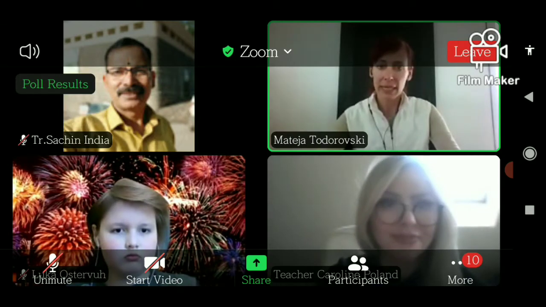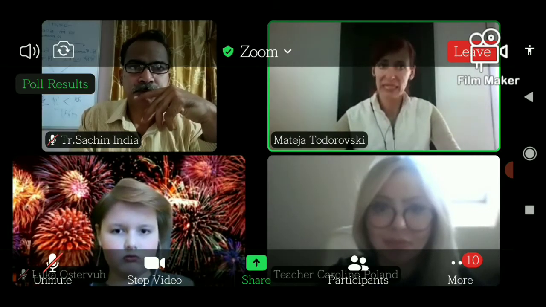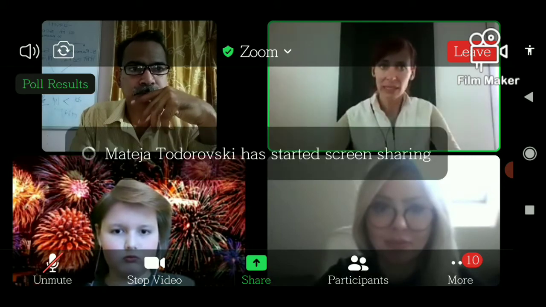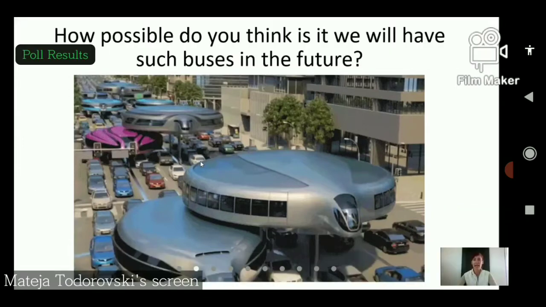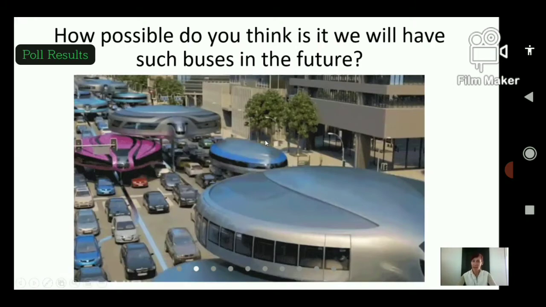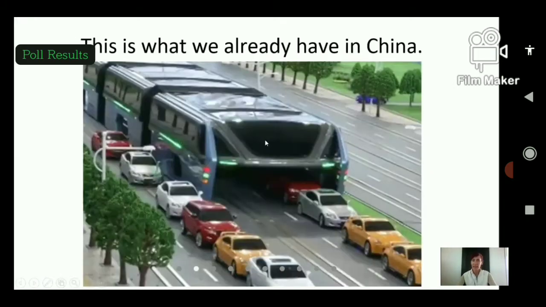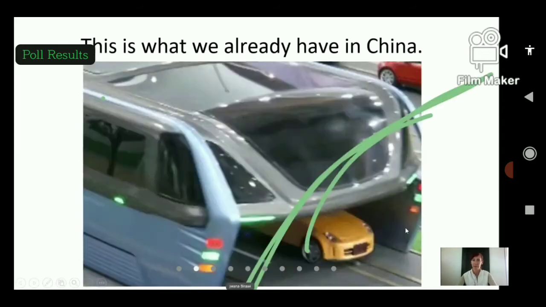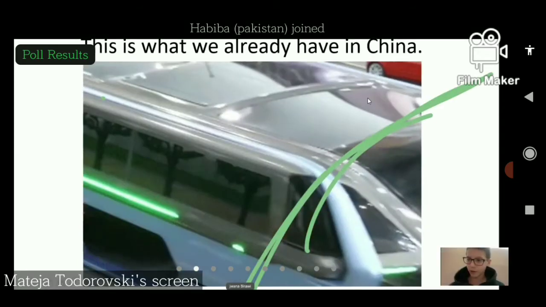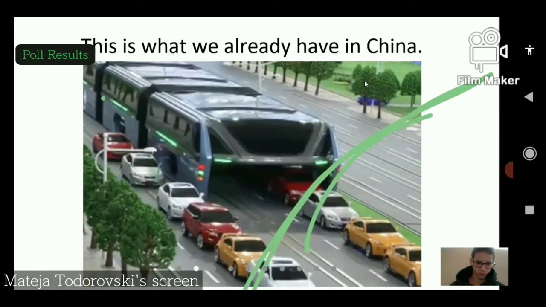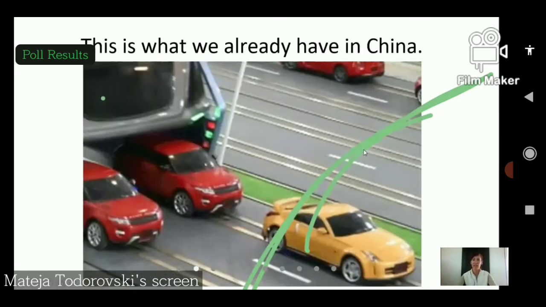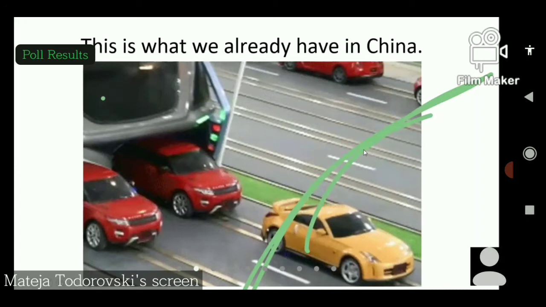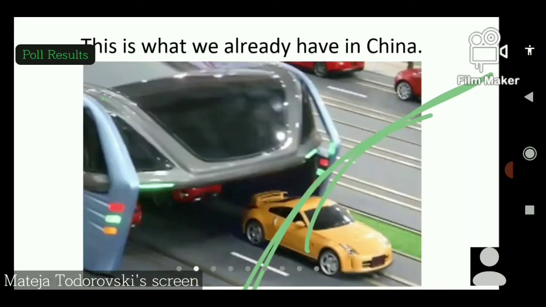it is interesting that some people said it is quite possible, and it is actually. Let me show you, this is China, and this is something that they already have in China. Okay, yes, this is in China, and you can see it, okay, and it is for real.